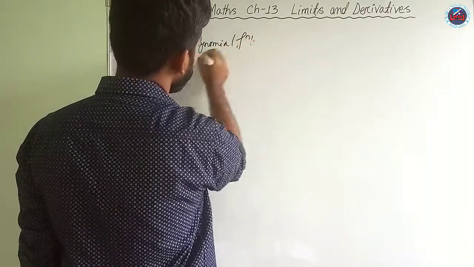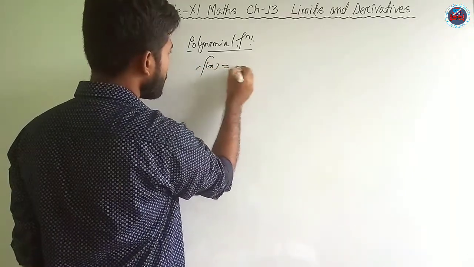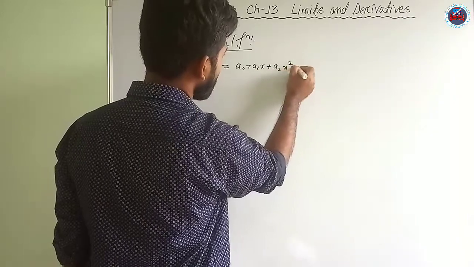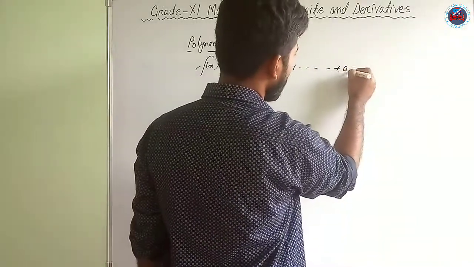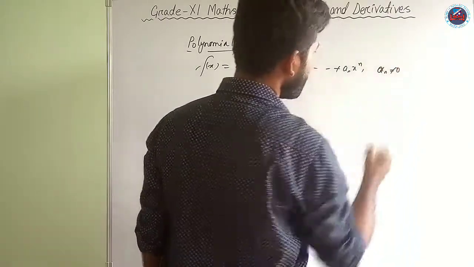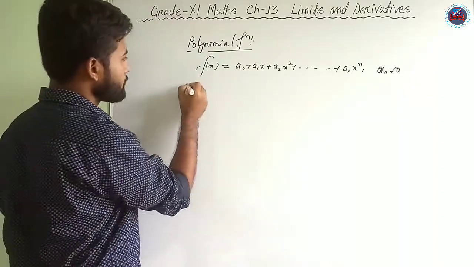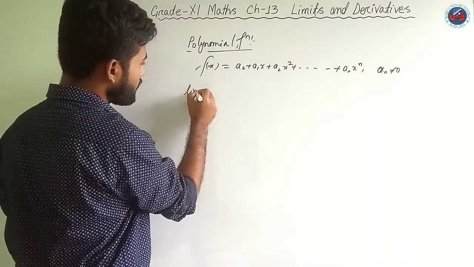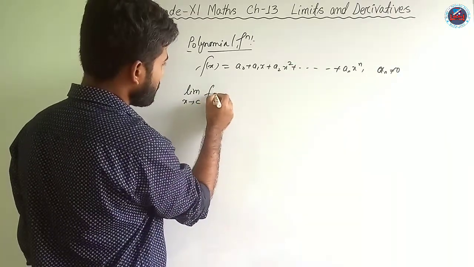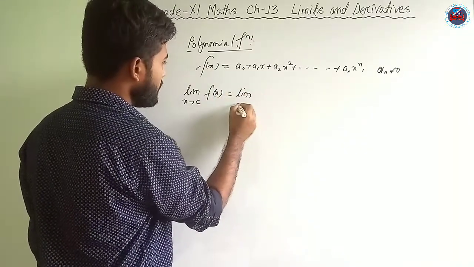We have seen in chapter 2 that a polynomial function is written as f(x) = a0 + a1x + a2x² and so on, up to an xⁿ, where an is not equal to 0. So this is a polynomial of degree n. Now, how do we find the limit of this polynomial? To find it, just take the limit as x tends to c of f(x). Write the limit on the right-hand side as well.